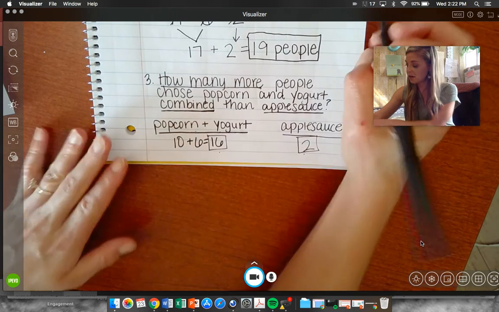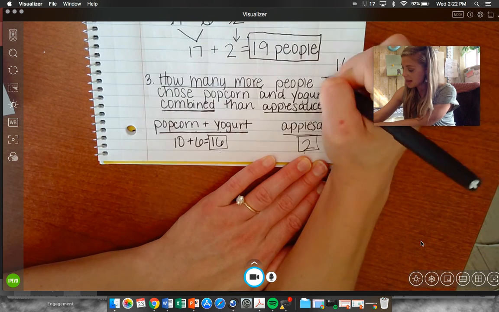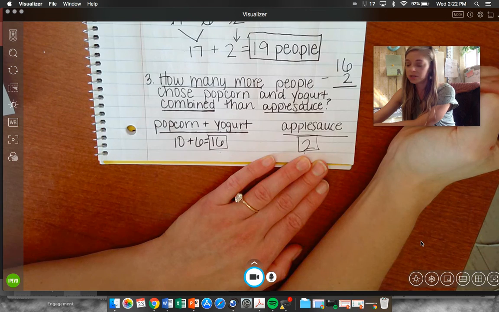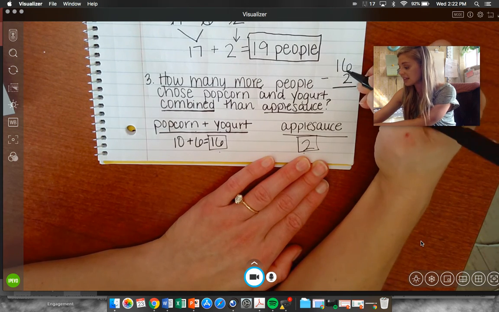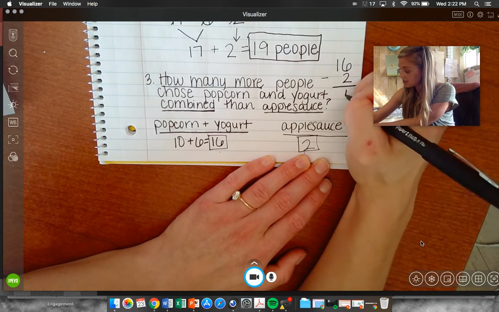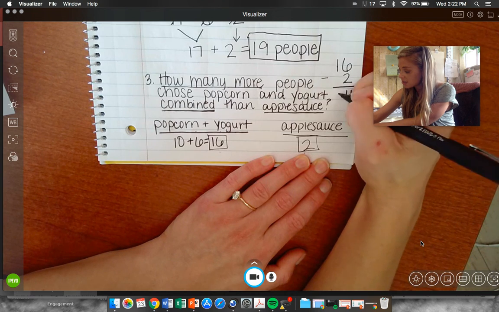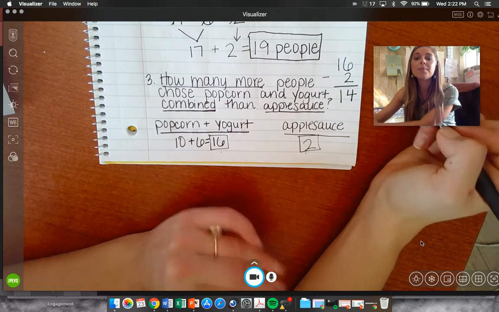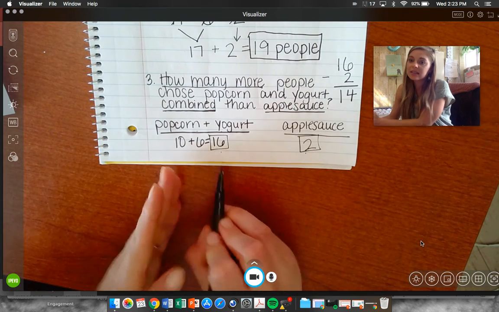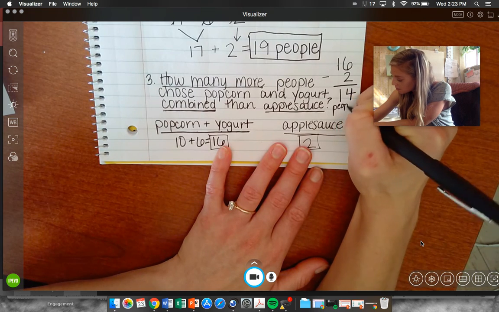And I'm just going to do it right over here where I have room. 16, always put the bigger number on top, minus 2. So start in the ones place. 6 minus 2, not plus. 6 minus 2 is 4. 1 minus an invisible 0 here is 1. So 14 more people chose popcorn and yogurt combined than just applesauce. 14 people.